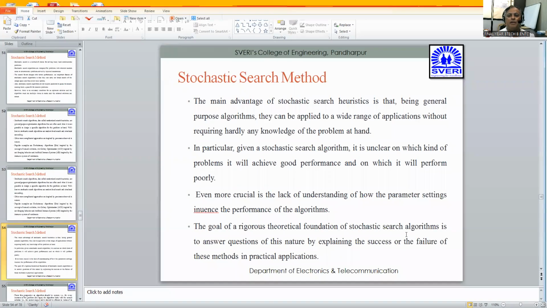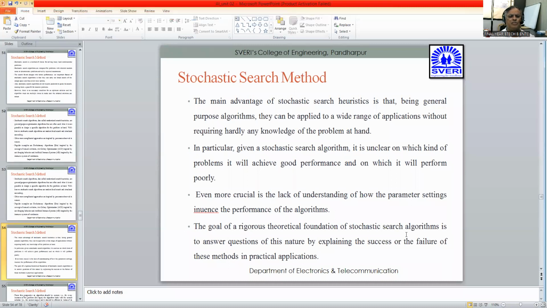Otherwise, in a number of situations where you use different search techniques, you require some kind of information about that situation. But this stochastic search normally doesn't require knowledge of the problem at hand.